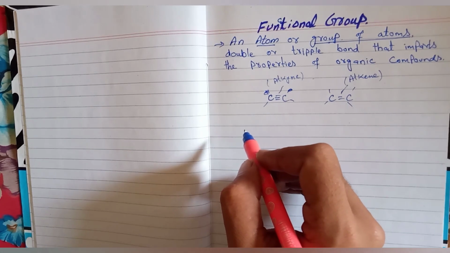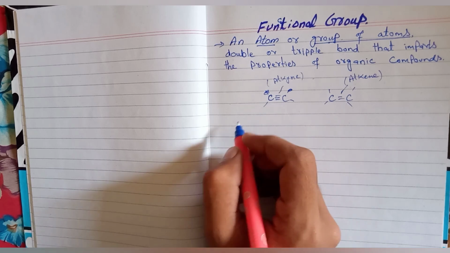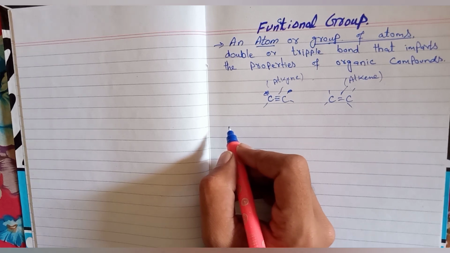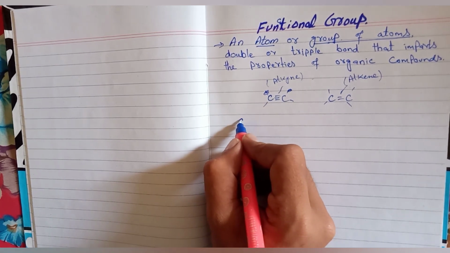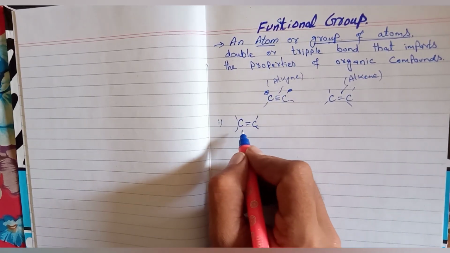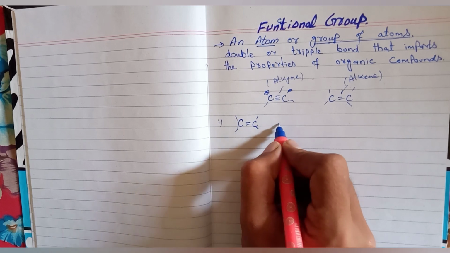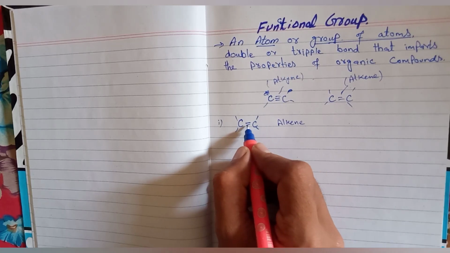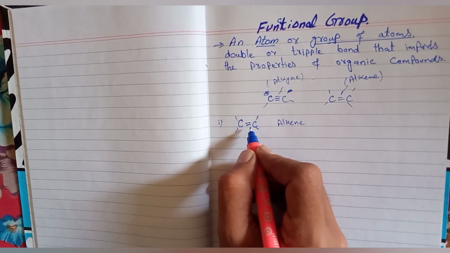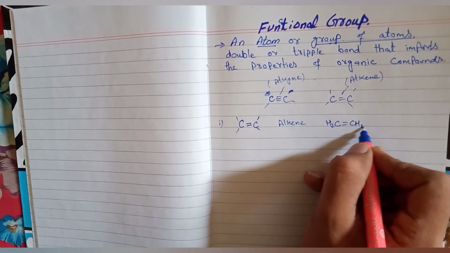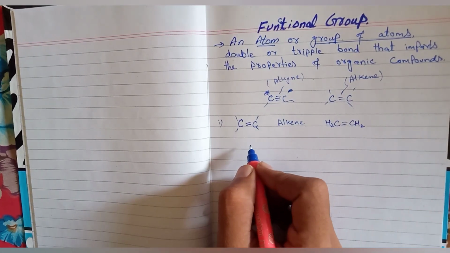Now we discuss some important functional groups in organic chemistry. First is the carbon-carbon double bond. This is the example of the alkene functional group. If carbon-carbon is a double bond, then this functional group is called alkene. Is it clear? Its example is H2C double bond CH2. This is the example of alkene.